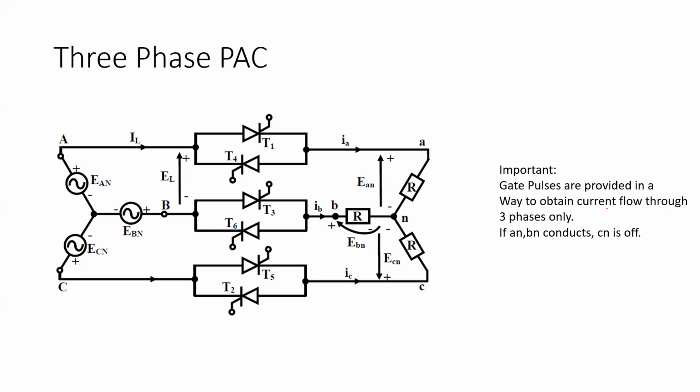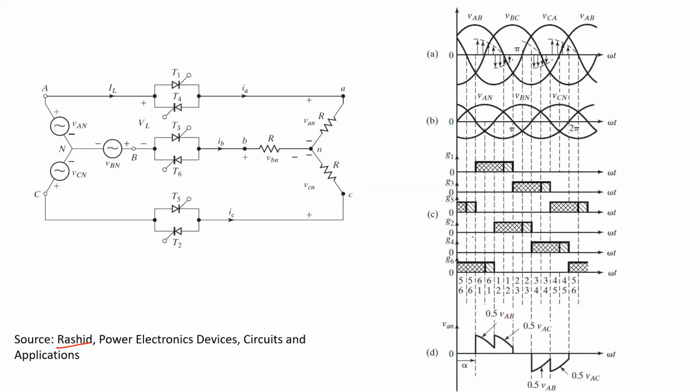Okay, so this is important. Gate pulses are provided in a way to obtain current flow through two phases, not three phases. Two phases only. If AN and BN conduct, CN is off. So that's how we do it.